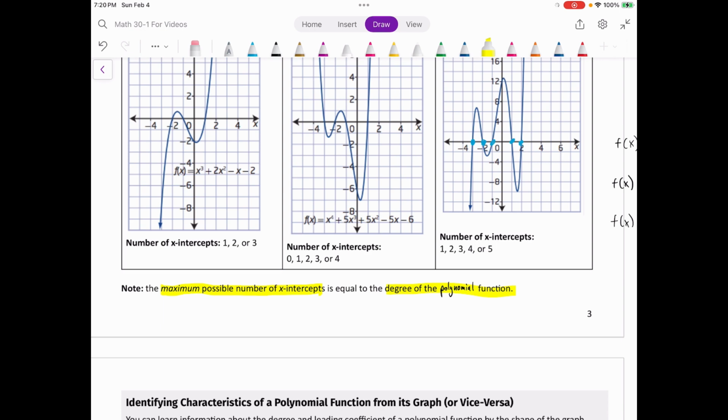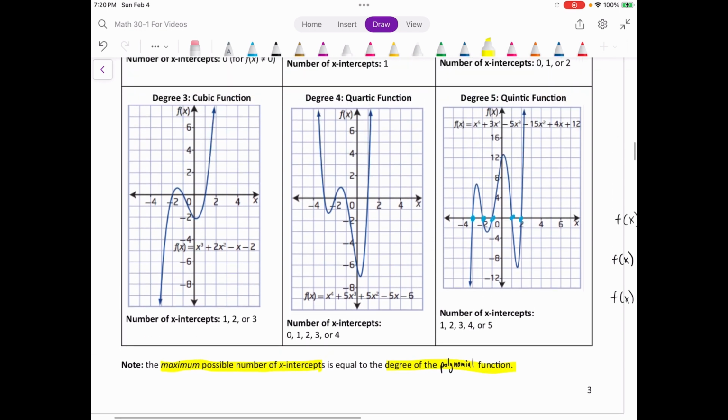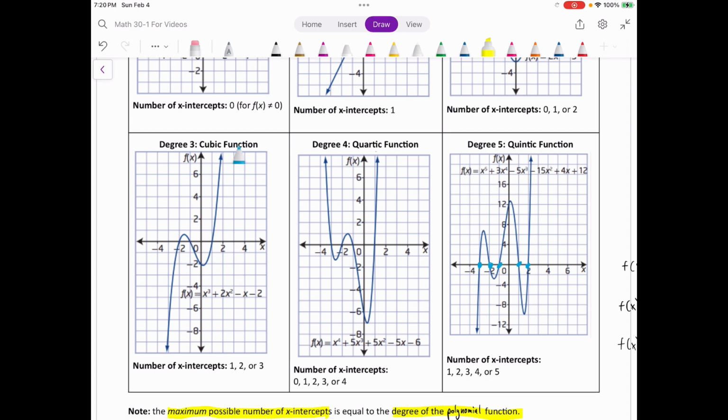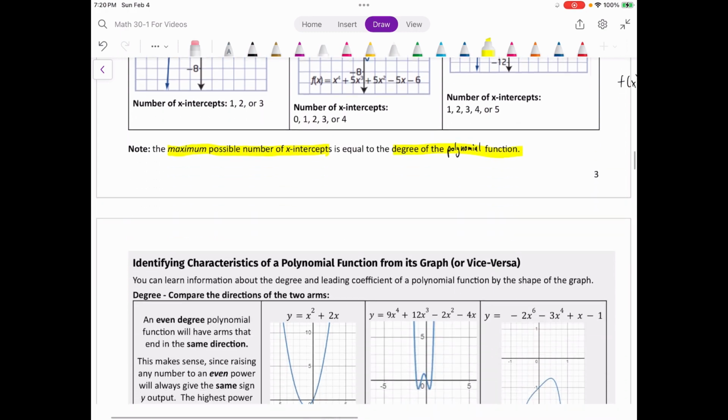Okay? All right, we're going to take a look at some more of this stuff that will hopefully help us understand why the cubic has one arm going up and one arm going down, same for the quintic. But then for quartics and quadratics, both arms do the same thing. Let's jump into that here.